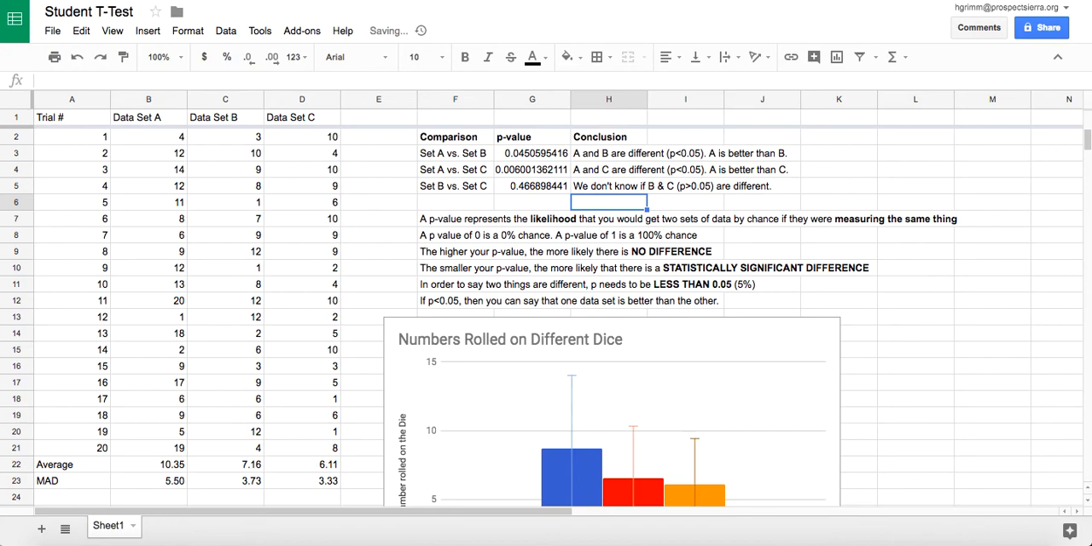It doesn't mean that they're the same. It just means that we can't tell for sure if they're different. I hope that helped you. Feel free to use a student t-test to tell differences between groups.